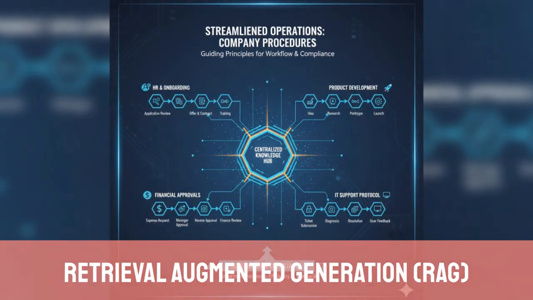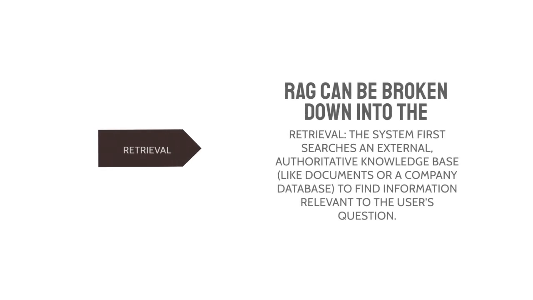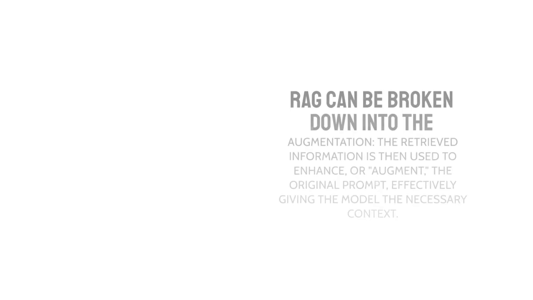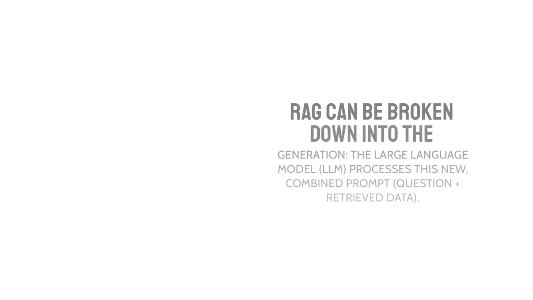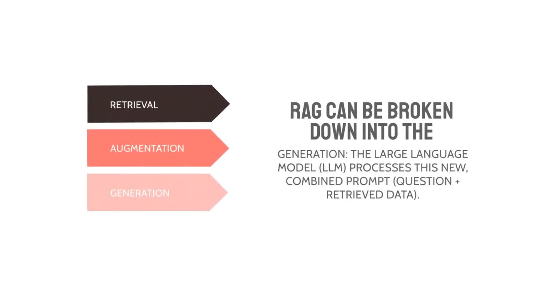Retrieval Augmented Generation, RAG. To provide even more reliable and current context, generative AI applications use a technique called Retrieval Augmented Generation, RAG. This approach involves an initial step of retrieving external information, such as documents or emails, and then using that data to augment or add to the user's prompt. The model then generates a response that is grounded in the provided information.